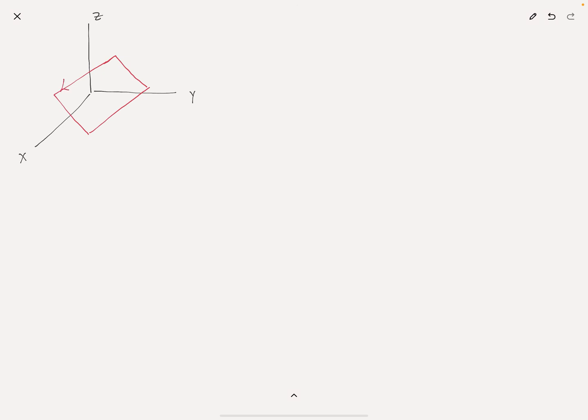I'm going to say current is traveling this way around my loop. So that means over here, it's going in the opposite direction. And we'll say that this distance here is A, and the distance here is B.